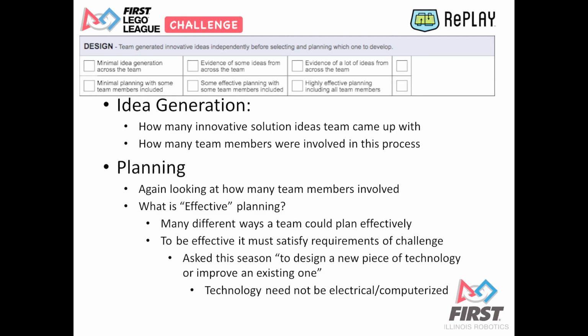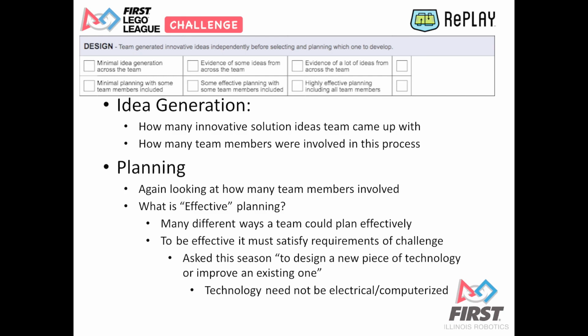When looking at the planning the team did, remember first this season is asking teams to design a new piece of technology or improve an existing one, and it should solve the problem identified by the team. Now, this is important because this is somewhat new from past seasons. This is the first season I'm aware of that Versus specifically asked teams to design a new piece of technology or improve an existing one.